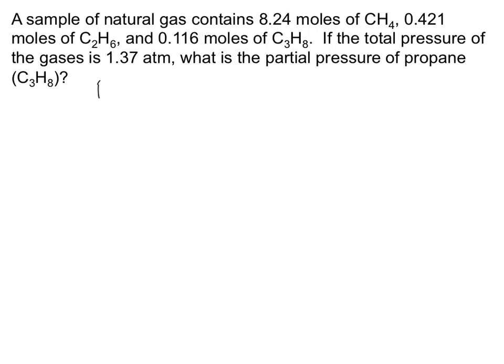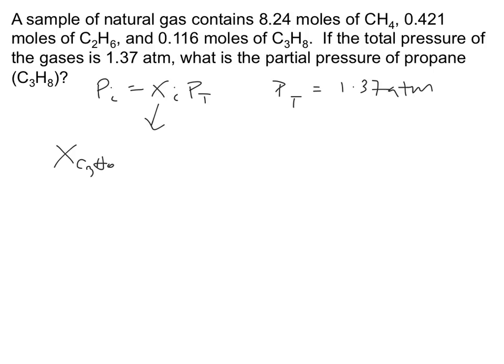So we know that the partial pressure of a specific gas is equal to the mole fraction times the total pressure. We've been told that the total pressure is 1.37 atm, and we've also been given enough information about the various gases in the container to calculate the mole fraction. So in order to get the mole fraction for the propane, we are going to take our number of moles of propane, which is 0.116, and divide it by the total moles of all the gases in the container.